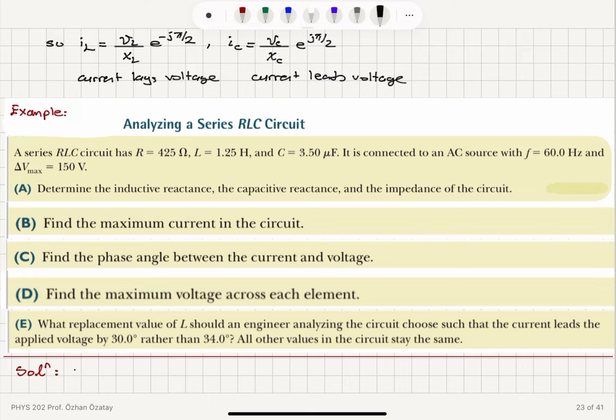So the resistance is 425 ohms. The inductance is 1.25 henries. Capacitance is 3.50 microfarads. The frequency is 60 Hz. And we know delta V max of our AC source to be 150 volts.